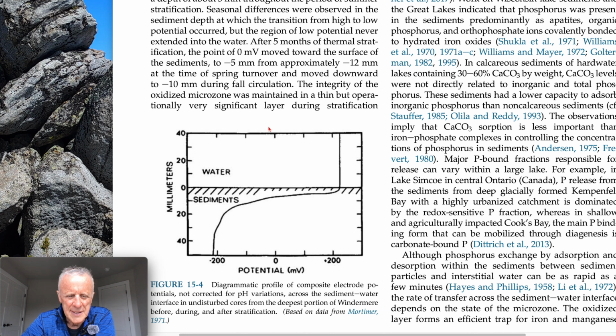So let's see here. On the y-axis, we have the depth in millimeters. Then we have here the sediment-water interface, this horizontal line with these dashes. And on the x-axis, we have the voltage in millivolts, where this is negative, this is 0, and this is positive. So minus 200 millivolts to plus 200 millivolts.